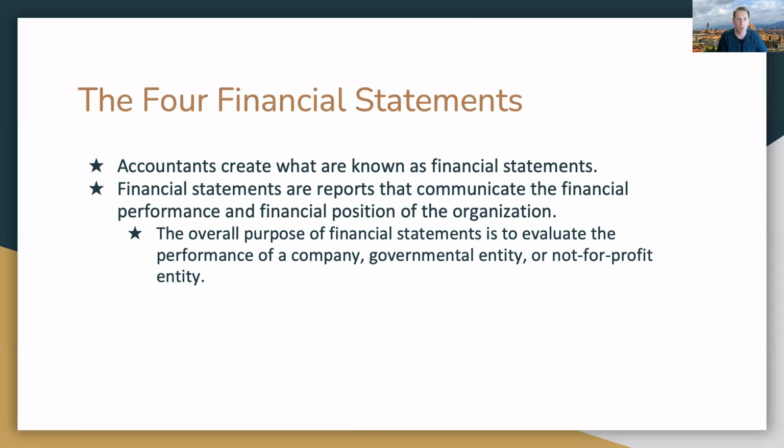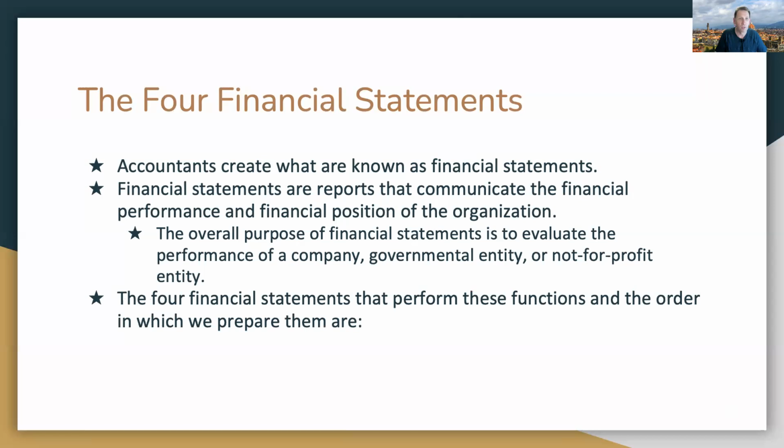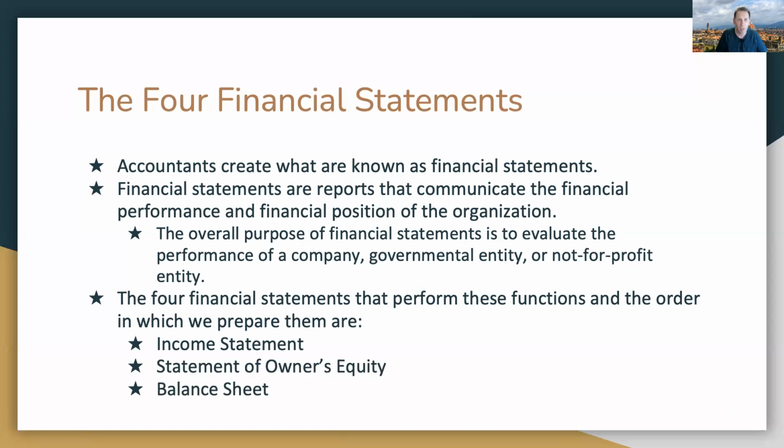Assets and liabilities are also used to determine owner interest in profits or losses, as well as the current cash position of the company. So, the four financial statements that perform these functions and the order in which we prepare them are the income statement, the statement of owner's equity, the balance sheet, and the statement of cash flows. Now, the order of preparation is important as it relates to the concept of how financial statements are interrelated. So before explaining each in detail, let's explore the purpose of each financial statement and its main components.